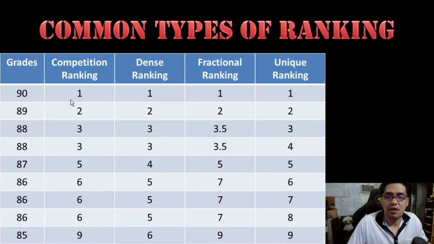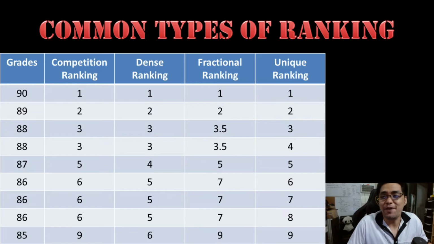So you'll see here in competition ranking, for example, you have 1, 2, 3, 3, 5 because of the tie in 88. But in unique ranking, you still have 1, 2, 3, 4, 5. Even if 86 in this case are tied here, you'll still have 6, 7, and 8 as the ranks. So that is how unique ranking works.